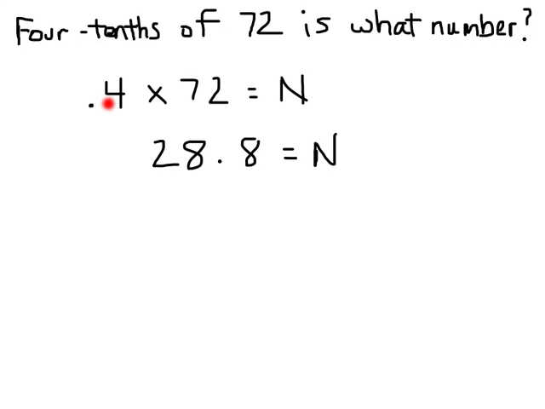Alright, this one says 4/10 of 72 is what number? So that's what it says in words. This is what it says as an algebraic equation. Alright, here we've already got n by itself, so really all we have to do is do the math. 72 times 4/10 is 28 and 8/10.